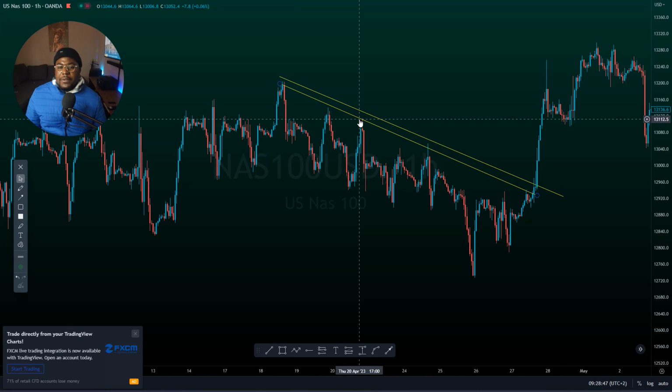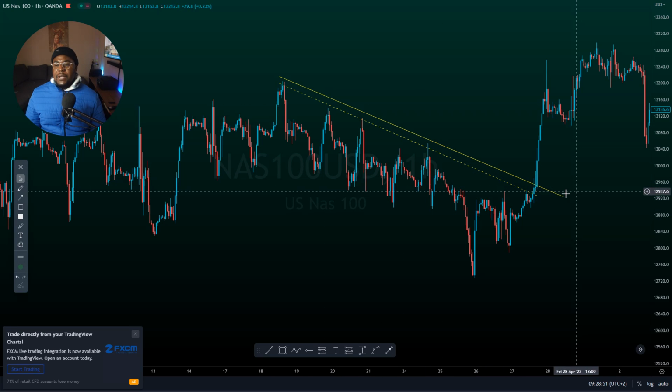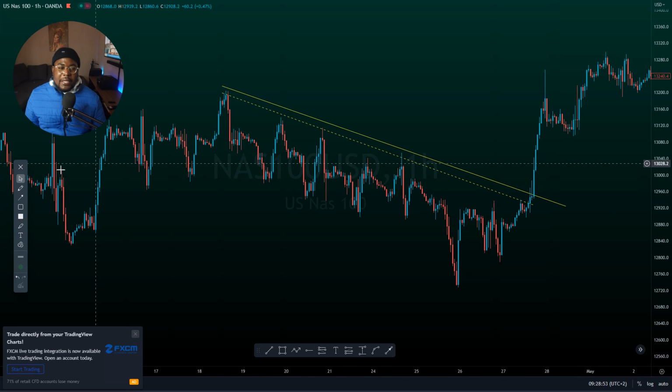So I like to do a dotted line like this. Now we have two lines, and that is a zone. So now you give your market room to play around here, and you're not going to say it's a breakout. If you did a double line like that, you will easily see that the market is still respecting this area, because mostly the market will touch the resistance and start to run.